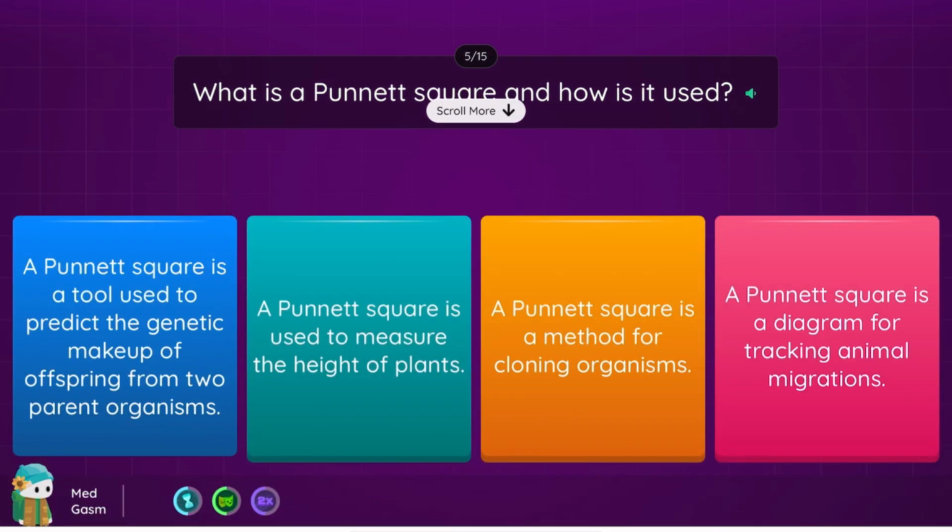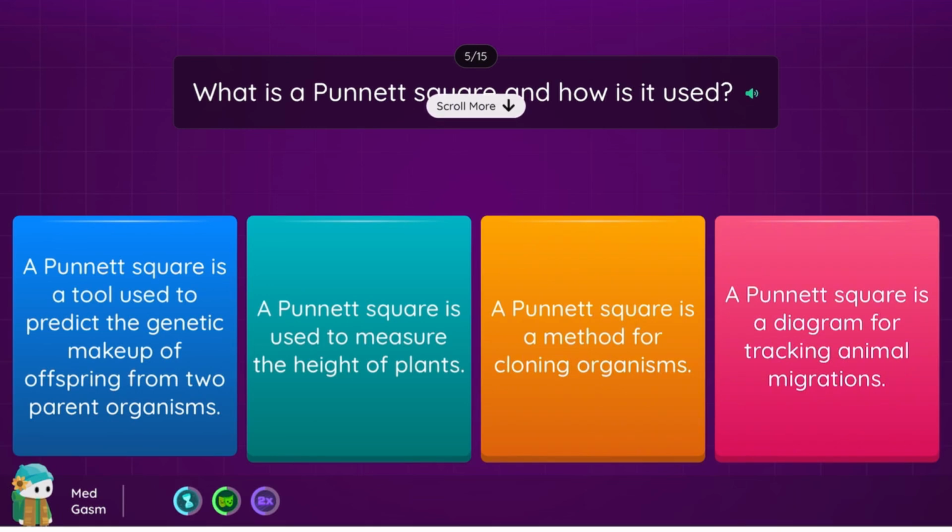Question. What is a Punnett square and how is it used? Option 1. A Punnett square is a tool used to predict the genetic makeup of offspring from 2 parent organisms. Option 2. A Punnett square is used to measure the height of plants.